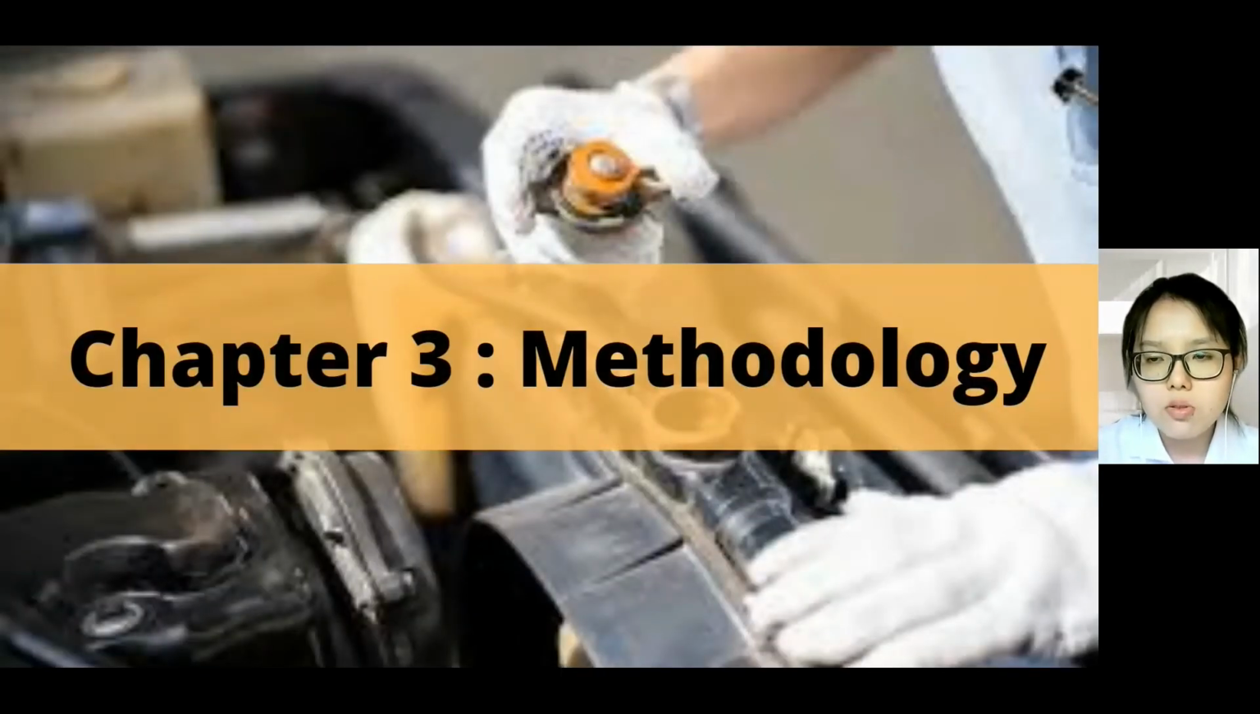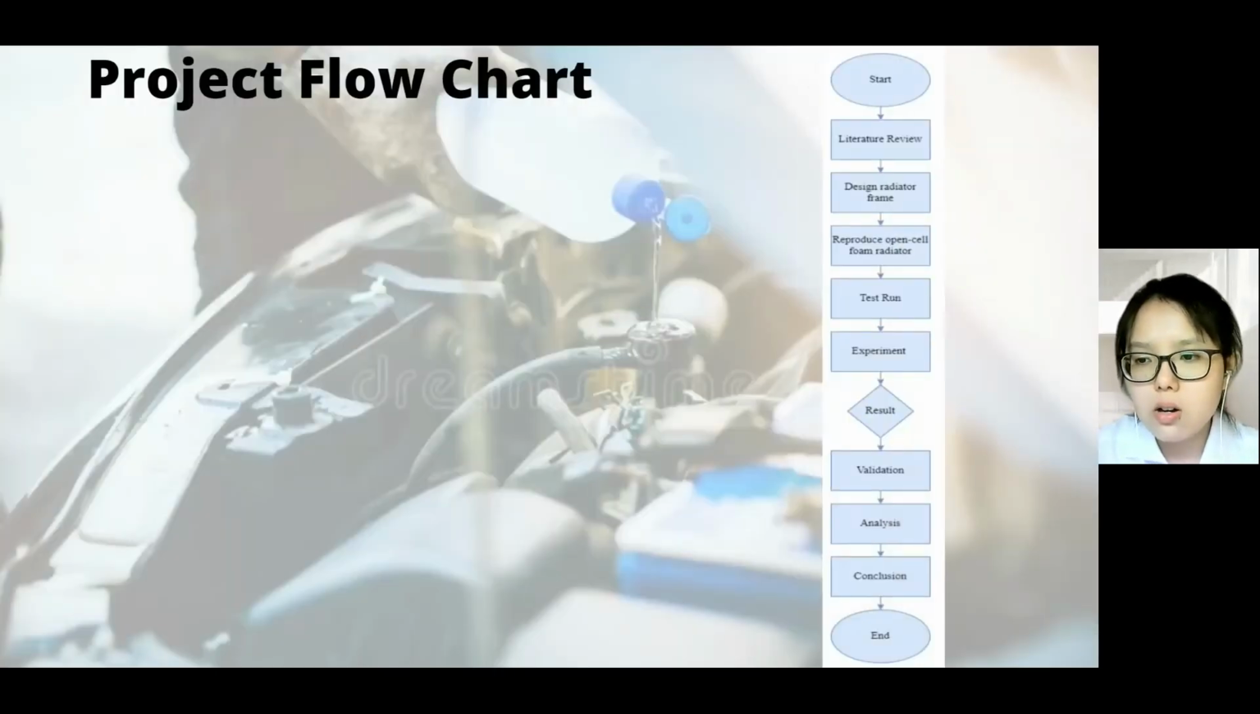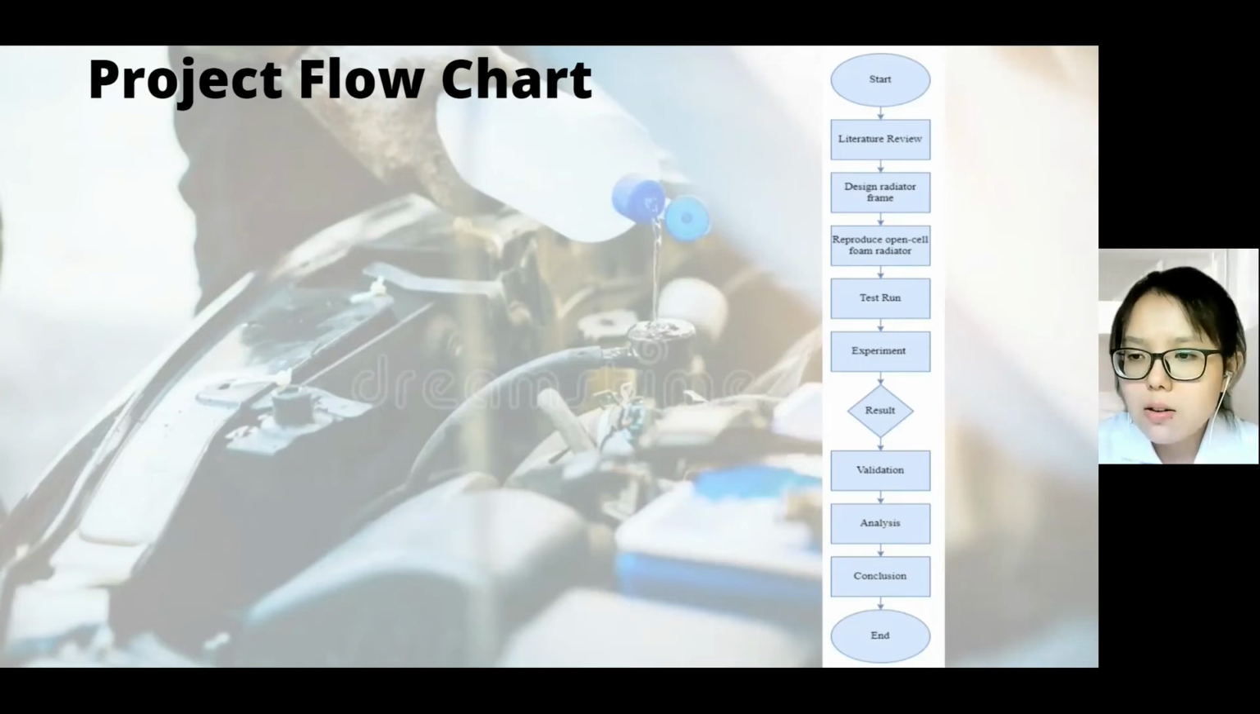Next is Chapter 3, Methodology. This is my flow chart. I will start with the literature review and then redesign the radiator frame. Next we will reproduce the open cell foam radiator, test run, and proceed to experiment, result and validation, analysis, conclusion, and the end.